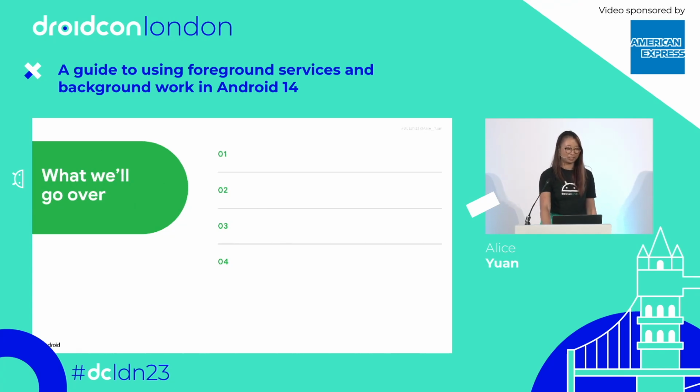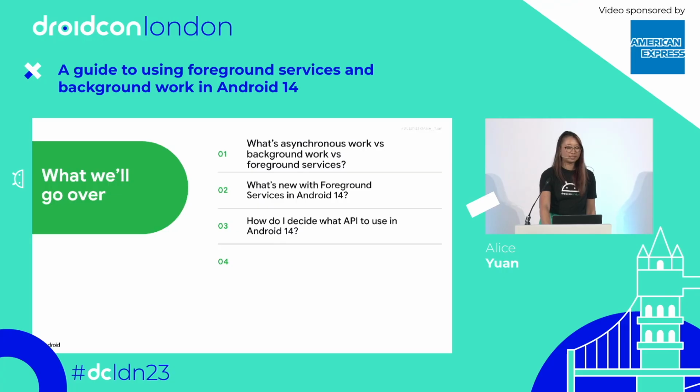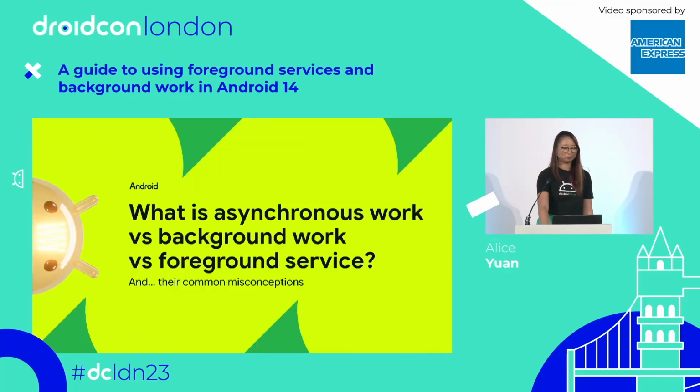We're going to go over the following topics. What is asynchronous work, background work, and foreground services, and what are their common misconceptions? What is new with foreground services in Android 14? How do I decide what API to use in Android 14? And we'll have a quick quiz to test your knowledge. And finally, we'll end it off with what the future looks like for these APIs.